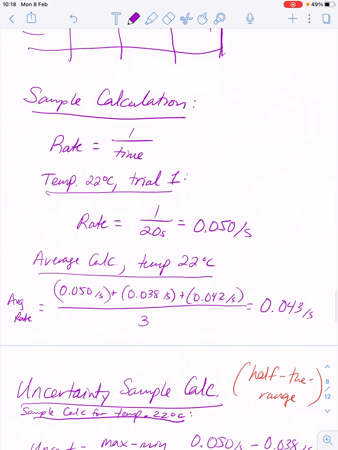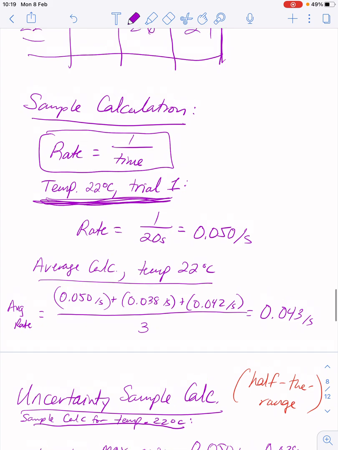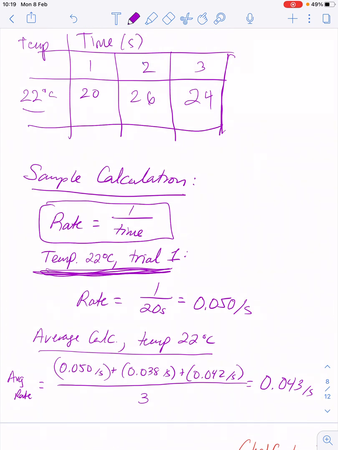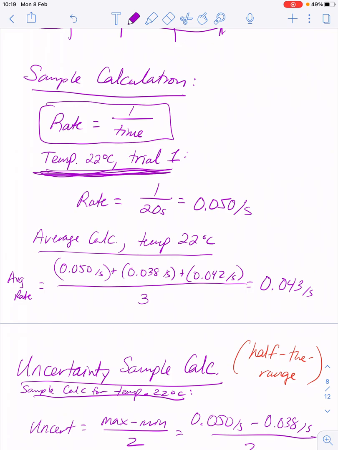Then in terms of sample calculations, here's the equation: rate equals 1 divided by time. That's what we said, 1 tablet per this many seconds. Then if this were my actual lab report, I've outlined which trial I'm using to do the sample calculation. So I'm using the room temperature trial number 1. So I took the 20 seconds, which is from that trial, and the rate is 1 over time. So rate is 1 divided by 20 seconds, and I get my rate of reaction is 0.05 per second.